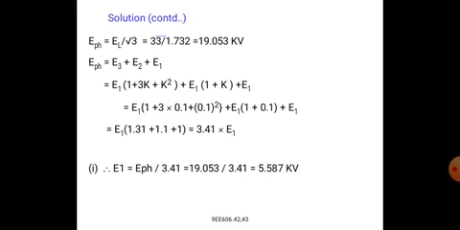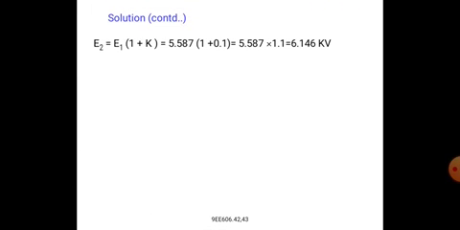Similarly, we have to find the value of E2, which is equal to E1 into 1 plus K. E2 is equal to 5.587 into 1 plus 0.1. That is, E2 is equal to 6.146.